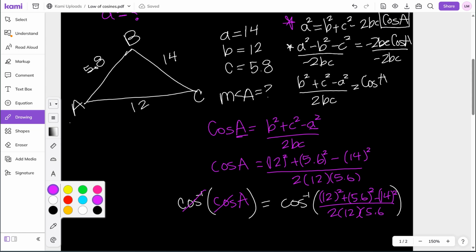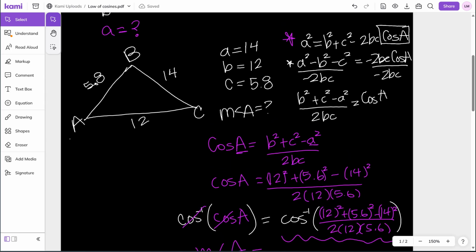All right, and then I'm going to make sure my calculator is in degree mode, and I'm going to put this whole thing in using the fraction key. I'm just going to type it in just like it is, and then that will give me the measure of angle A. All right? Okay, so back to the formulas.